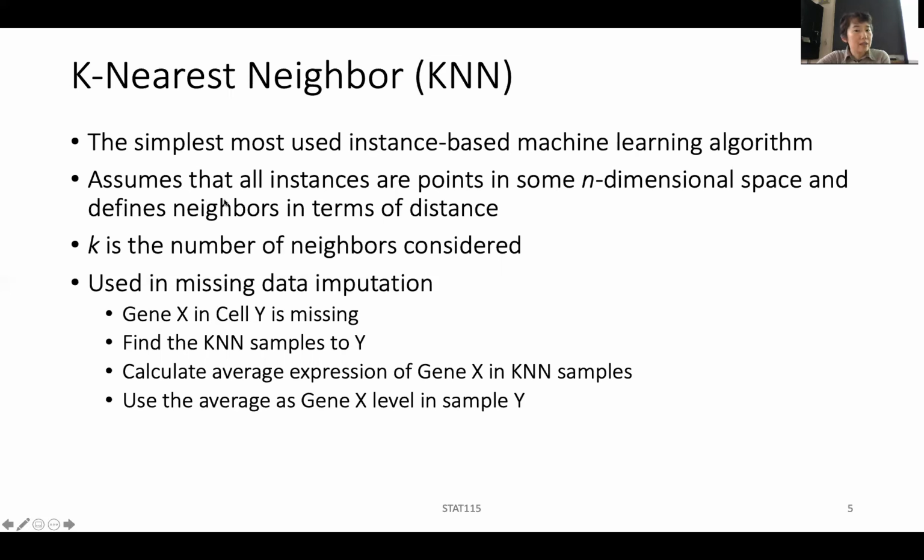And you can define the neighbors in terms of distance. This is probably looking at log TPM distance, the correlation between the two samples on the genes. And the K is the number of neighbors you want to consider. Originally, when KNN was introduced in bioinformatics, it was in the very early days of microarrays.